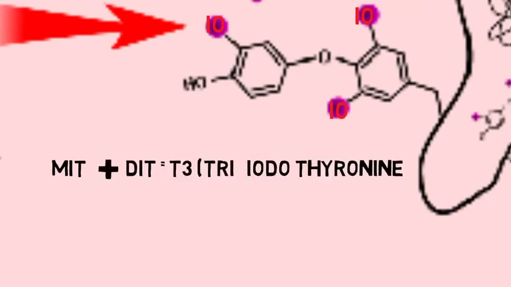So if an MIT unit, for example, couples with a DIT unit, we're going to have MIT, which has 1 iodine, plus DIT, which has 2 iodines, and that's going to give us a molecule with 3 iodines attached to tyrosine rings, or T3, or triiodothyronine. On the other hand, if we have 2 DIT molecules coupling together, so DIT plus DIT, that's 2 plus 2, which is 4, and that's quick maths.